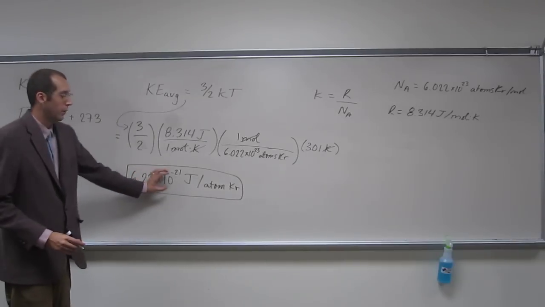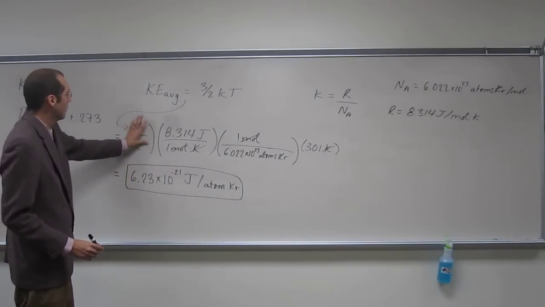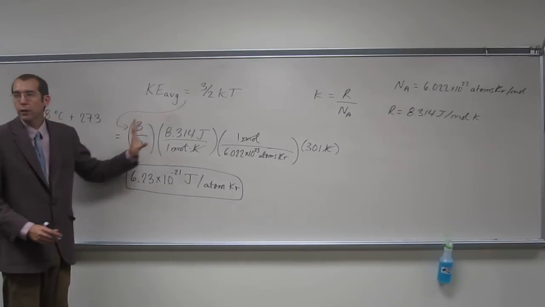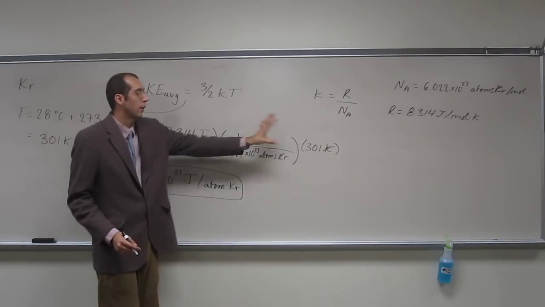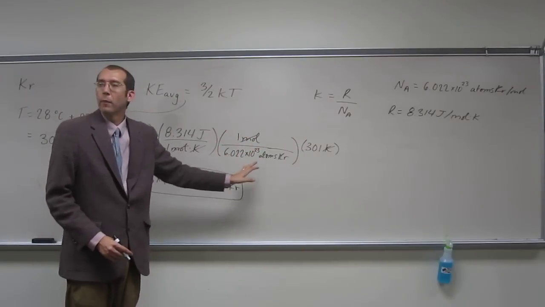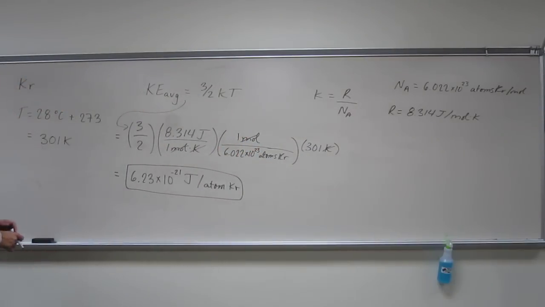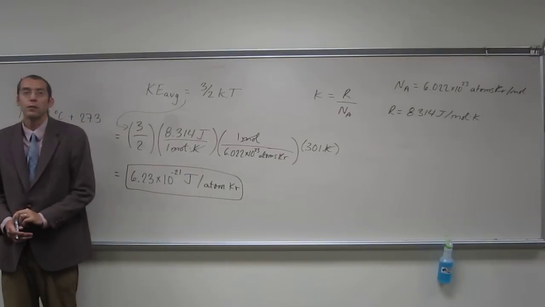Okay, and like we said, we would expect it to be a very small amount. And the interesting thing about this is it doesn't matter which particle you're talking about, like you said earlier, right? Because there's nothing that's associated with krypton itself within this formula. There's no molar mass or anything like that, okay? So what we're really saying is if this was argon, helium, or anything, nitrogen, N2, or carbon dioxide, at 28 degrees Celsius, they would all have, per particle, the same amount of energy. Is everybody okay with that?